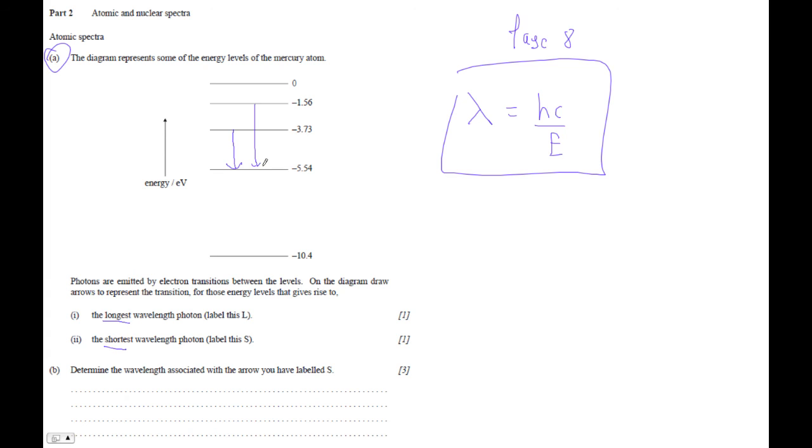So find the transition that gives you the most energy and the one that gives you the least energy. Then decide whether that wavelength is, well, shorter or longer. Now, if you can't figure it out, actually calculate it. All right.